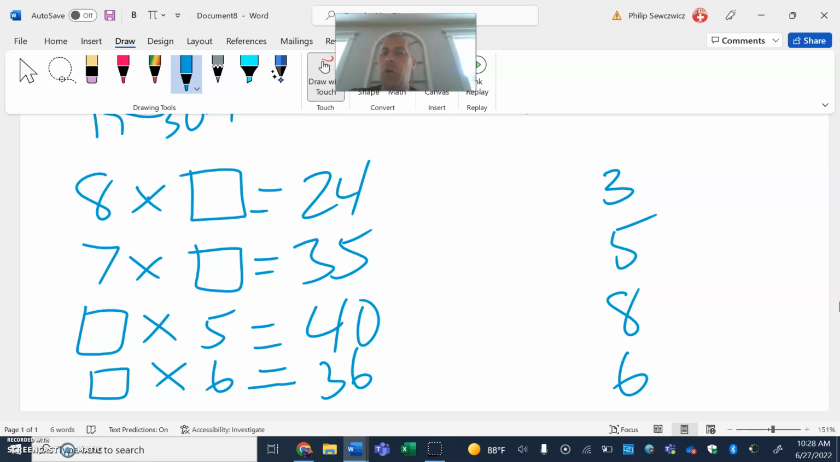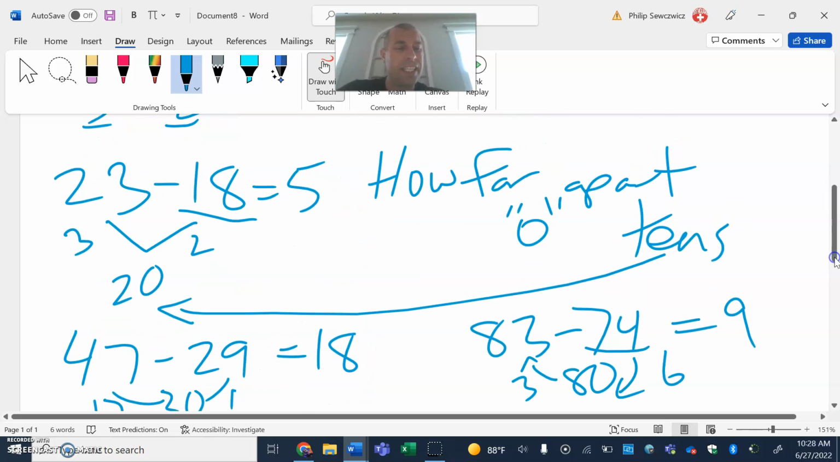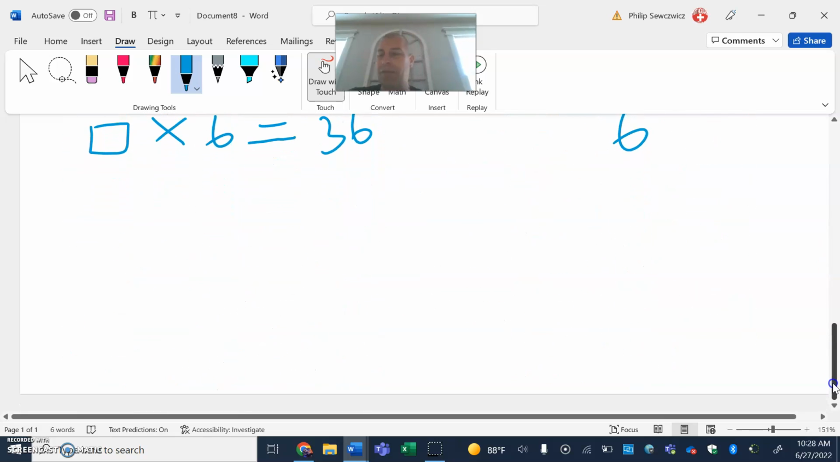So again, those are things we want to be aware of and realize that if we're trying to find what's missing in the multiplication problem, we're really doing a division problem. 36 divided by 6 is 6. 40 divided by 5 is 8. So different techniques, different ways of looking at it.